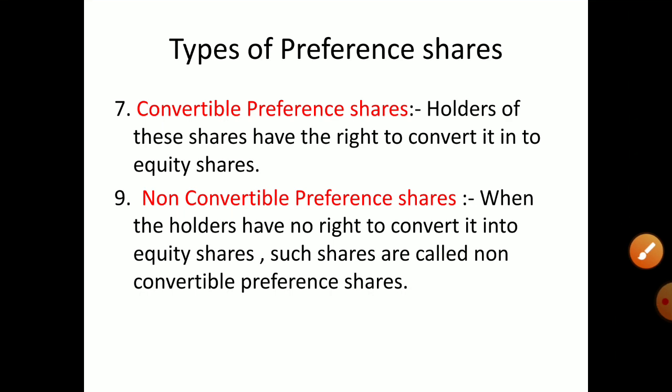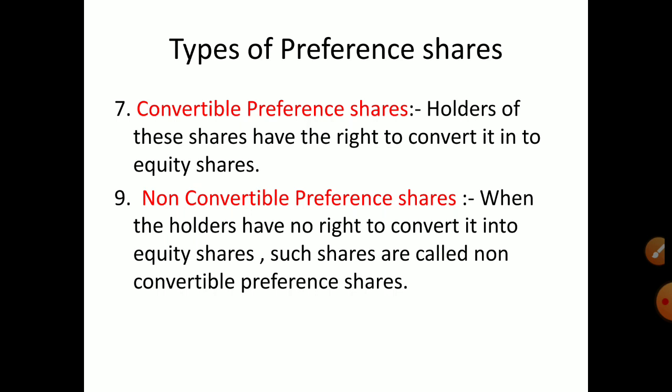Next is convertible and non-convertible. Convertible means the holders of these shares have the right to convert them into equity shares. So when we can convert a preference share into an equity share, that is called what? Convertible preference share. It is easy. Now the shareholder is a preference shareholder. He wants to become the owner and is ready to take risk. Then he can become an equity shareholder. So conversion is possible in convertible preference shares.